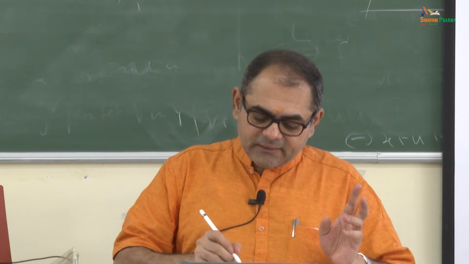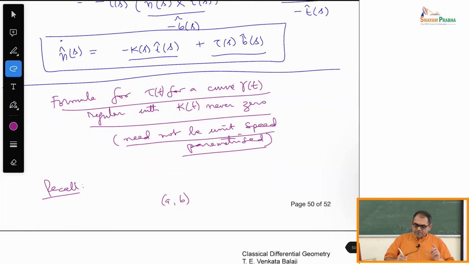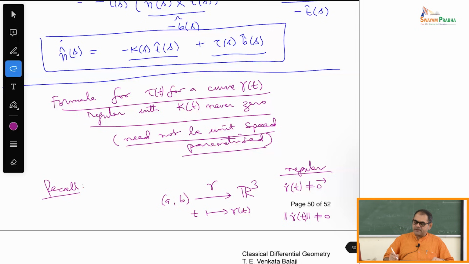We have already seen that. So you see, what is the usual thing that we do? We have some open interval a, b, and you have this gamma, t going to gamma of t, and this gamma is going into R3. Mind you, it's now a space curve, and gamma dot of t is never 0. It's never the 0 vector. This is the same as saying that the speed, which is norm gamma dot of t, is never 0. And this is a regular parameterization.